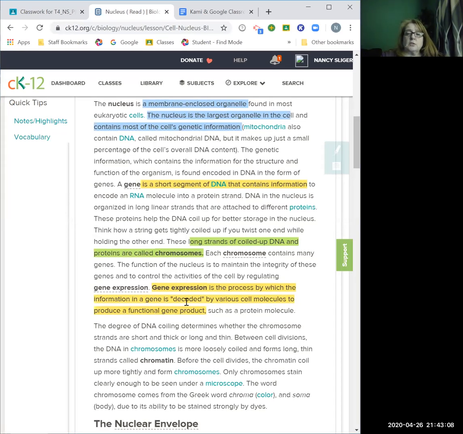So basically, gene expression is where the DNA is copied in the nuclear membrane. It's taken out to the cytoplasm to a certain organelle, and then that gene is decoded and used to make different chemicals that the cell needs.